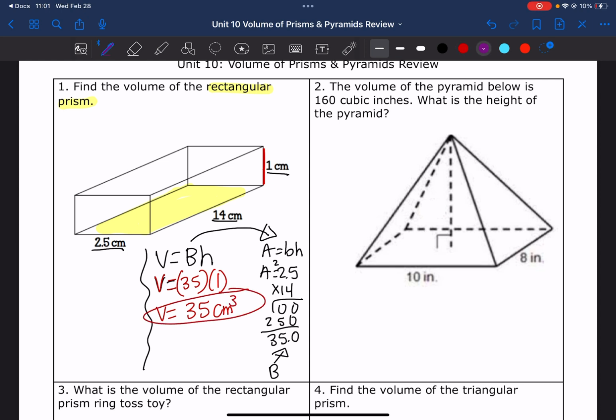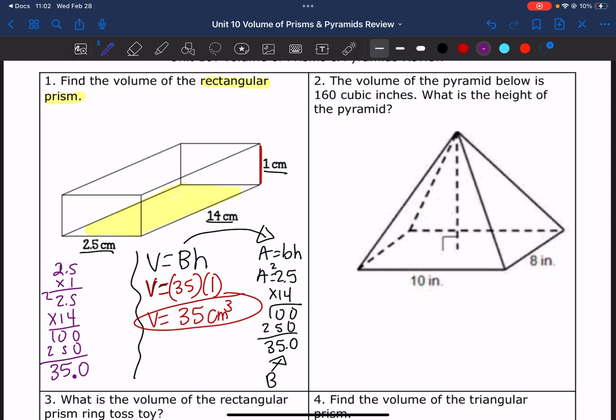Now, if you want to do it where you're just multiplying the numbers, you can do 2.5 times 1, which is 2.5. Times 14, and you would still get the same thing. 4, 5, 8, 9, 10, excuse me. And the decimal goes in between here. So this type of prism, a rectangular prism, is the only one where you can do the three numbers multiplied together. Let's go to number 2.